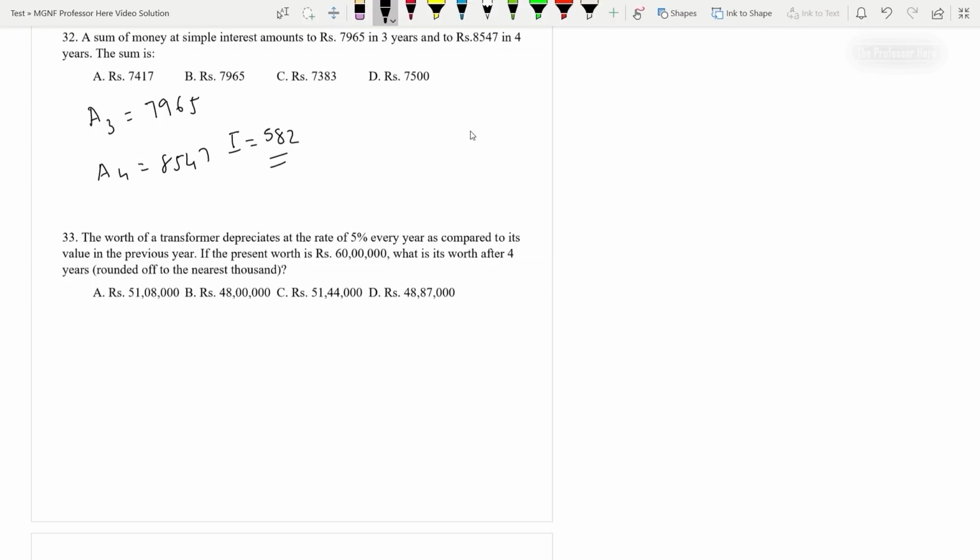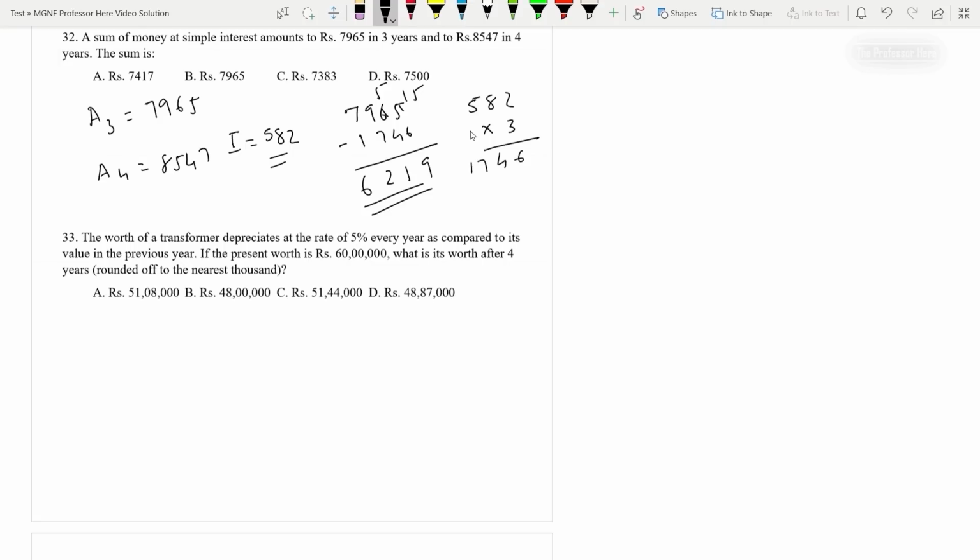582 rupees. So in 3 years the amount becomes 7965. Interest is 582 into 3, which is 1746. So all we have to do is subtract the simple interest for 3 years from the amount after 3 years. 7965 minus 1746 gives 6219.